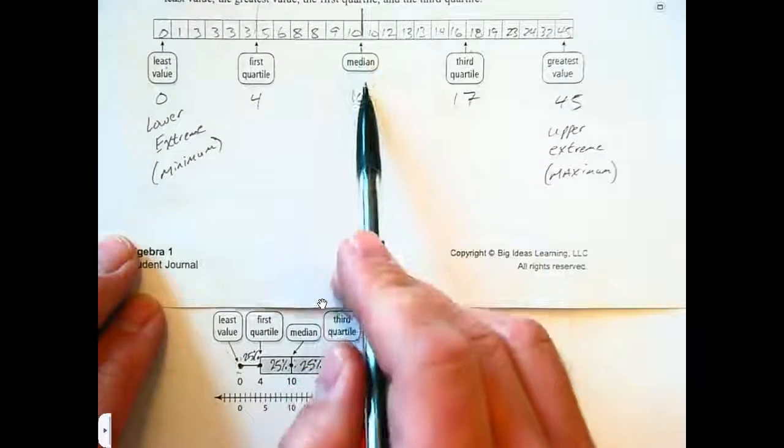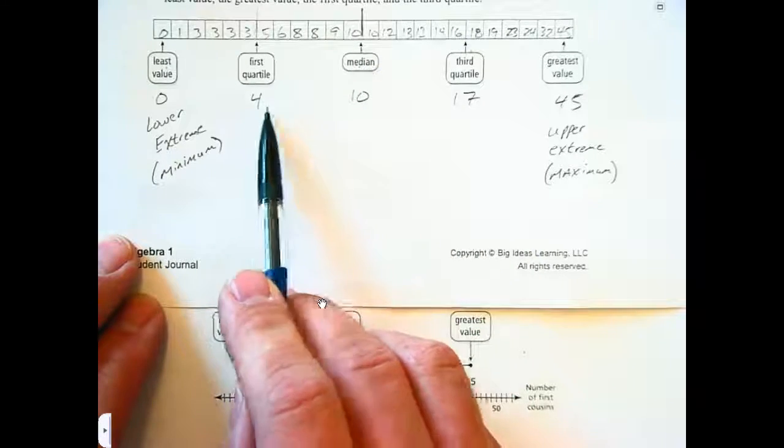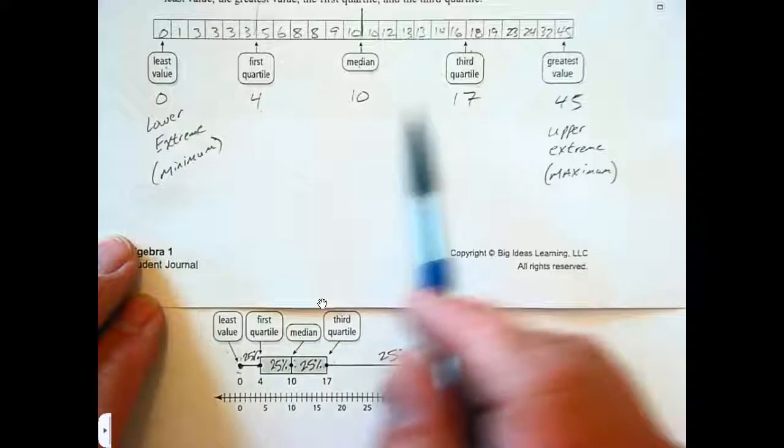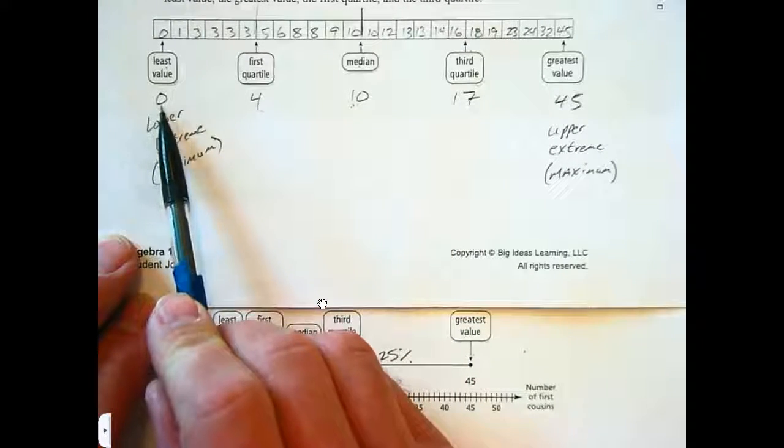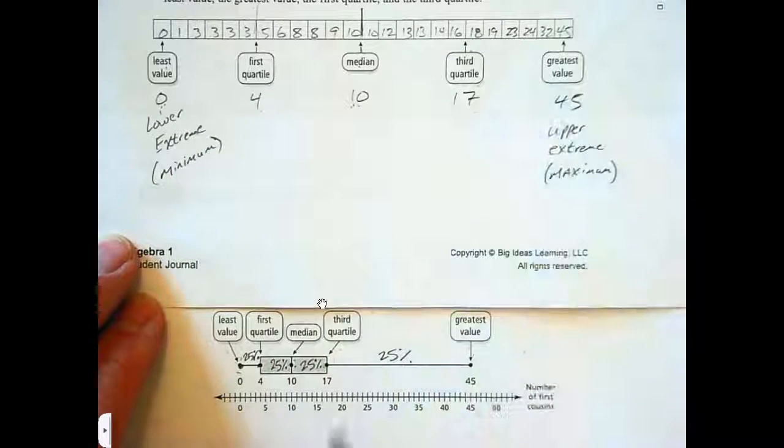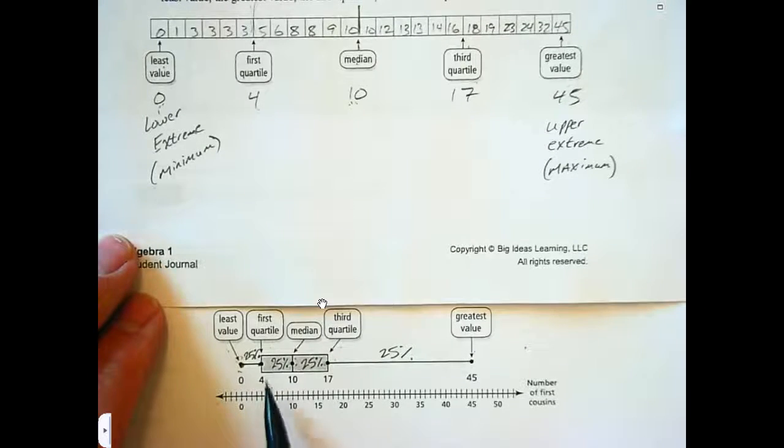Yeah, the median's closer to the lower quartile. The median here is 10. That's a little closer to the 4 than it is to the 17, but the 10 is definitely closer to the smaller value, right? The lower extreme. 10 is closer to 0 than it is to 45, so that median slides our data downward a bit. At least those points.